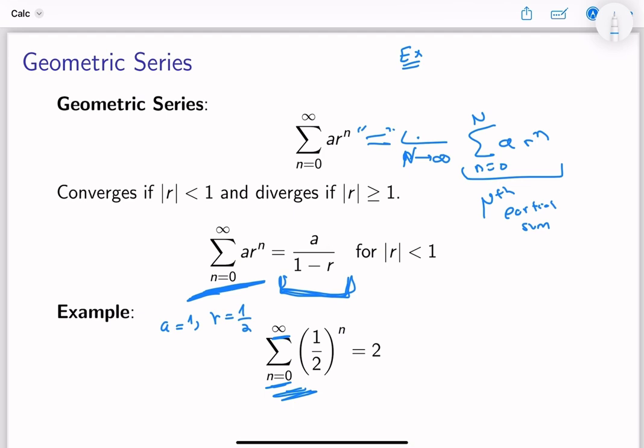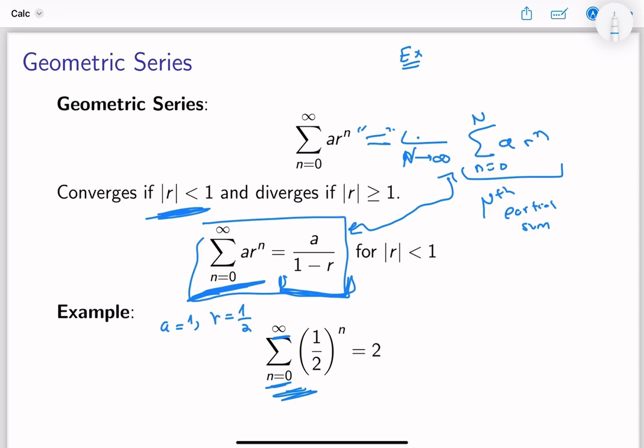So if the absolute value of r is less than 1, we have a compact form for the series. We can express this limit in this form, right? We have this compact form, and we're going to prove this now.